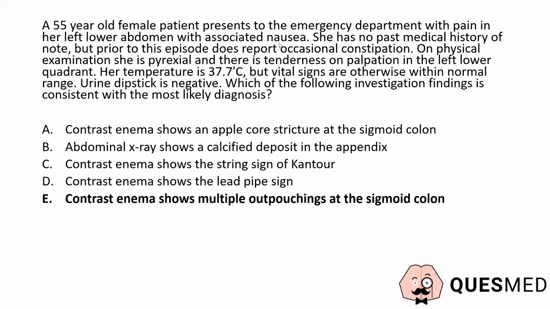Excellent. So almost everybody got this question correct, and the answer was contrast enema shows multiple outpouchings at the sigmoid colon. So this is a very barn door presentation of diverticulitis. So the patient has left-sided abdominal pain, and they've also got a history of constipation, and they're sort of middle-aged to older. So next slide.